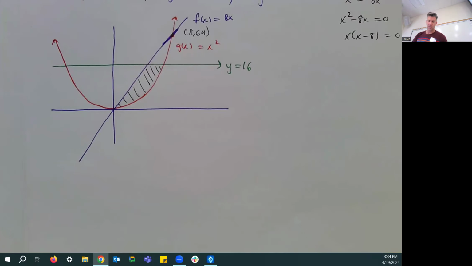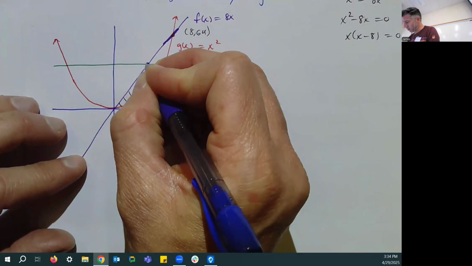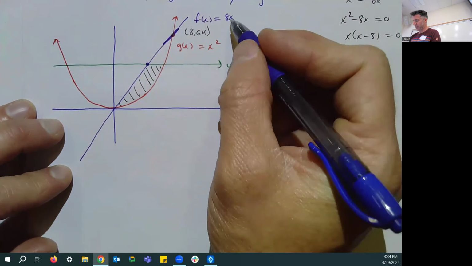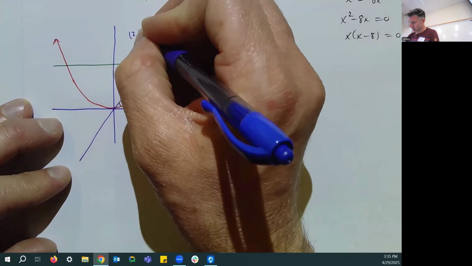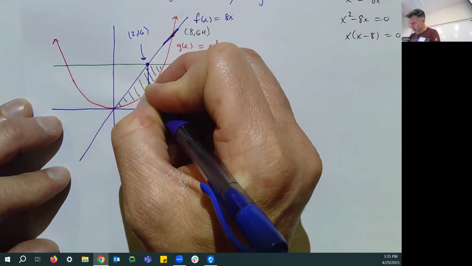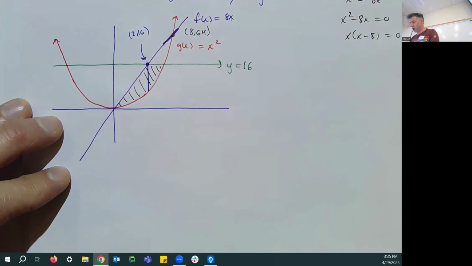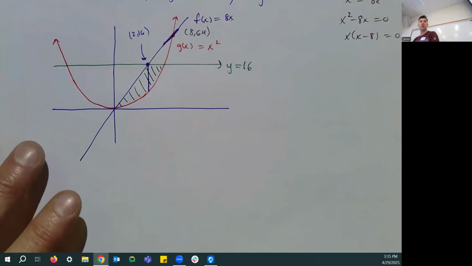So you got some problems. The problem here that I would prefer to avoid is that if we use vertical strips like we did in the last one, we're gonna have to break this up into multiple integrals. Because at this point right here, which is where y equals 16, so x has to be 2, at the point (2, 16), there's a break or a change in which function is the top function.